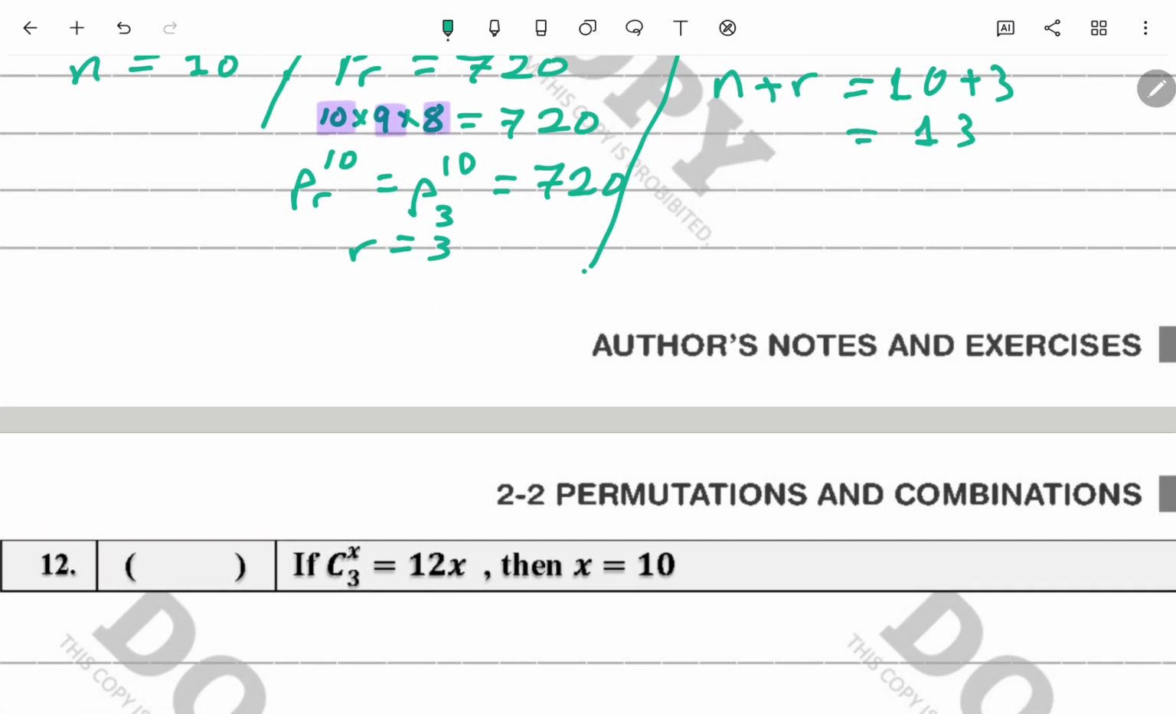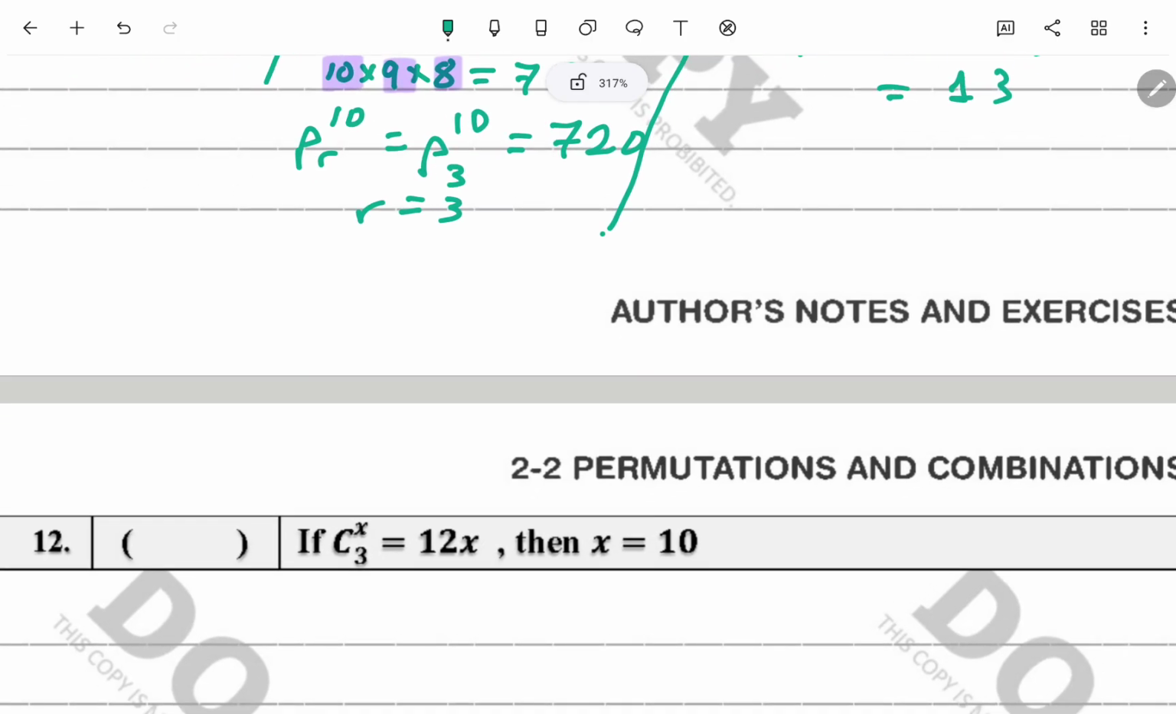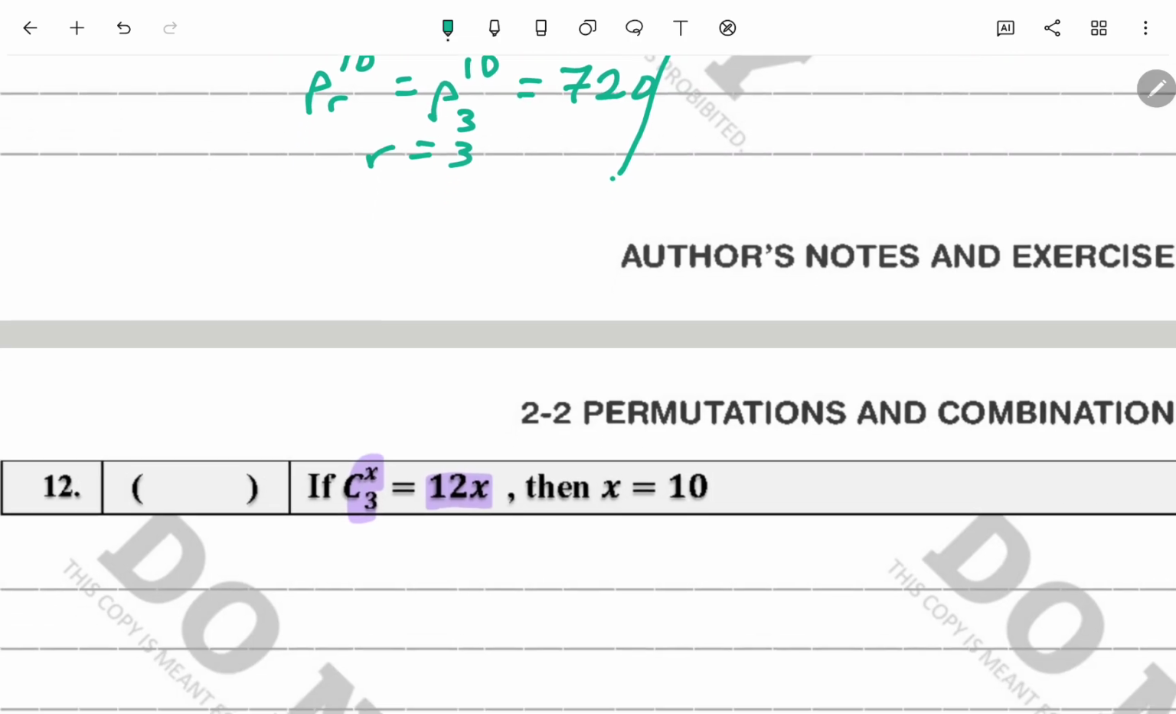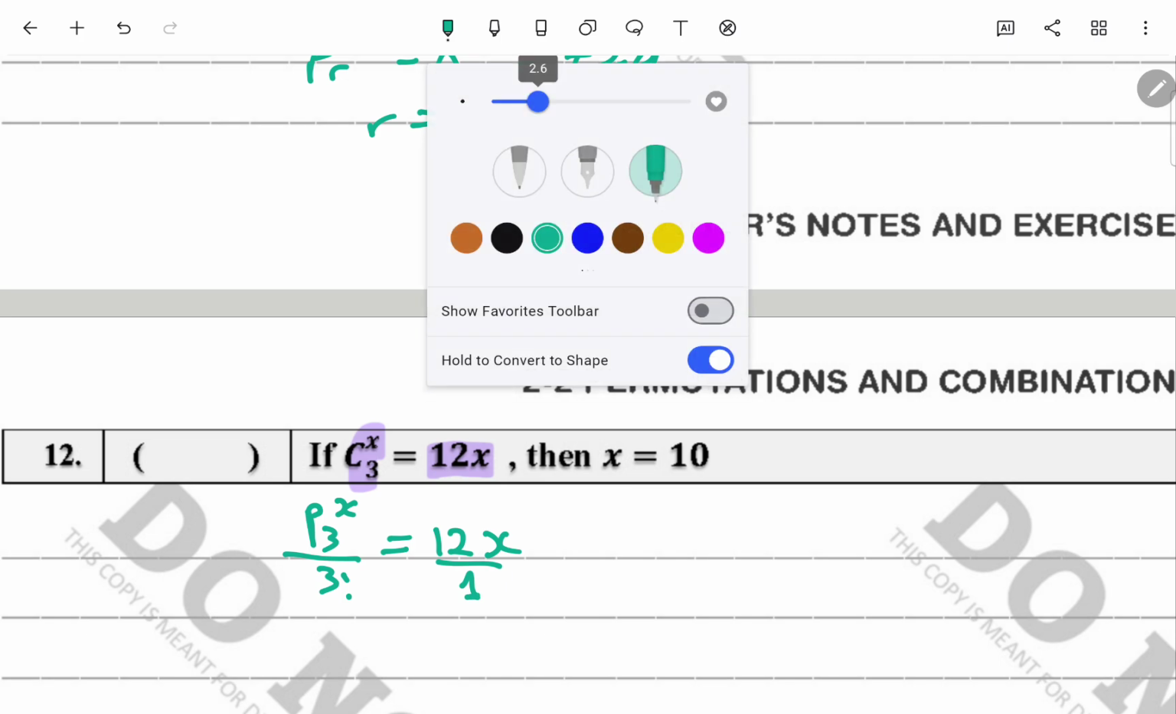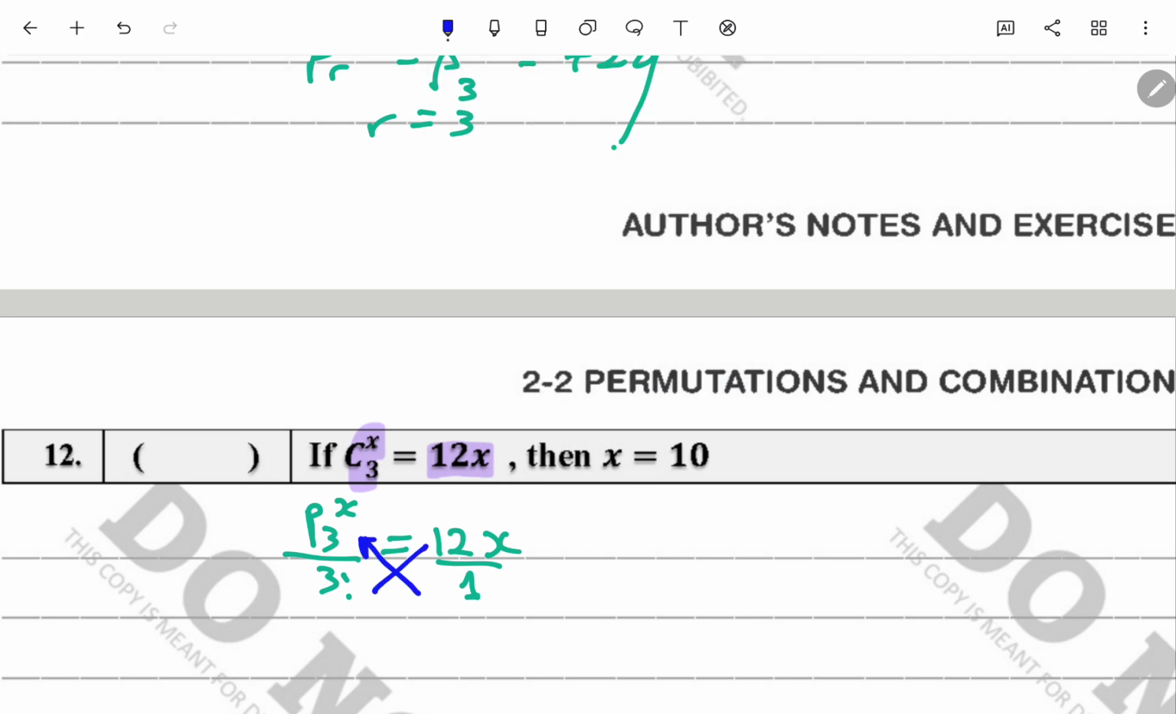In equation 12, we can see that x combination 3 equals 12 with x. You can return it back to permutation if you would like to. That will make it x permutation 3 divided by 3 factorial equals 12 with this x. By making cross multiplication, that will make your work easier. Like this: x permutation 3 stays equal to 12 multiplied by 6, and the x stays as it is. This is a multiplication, and this is x.